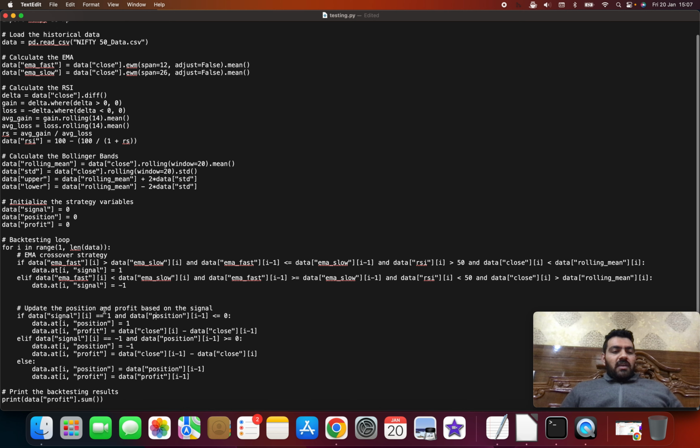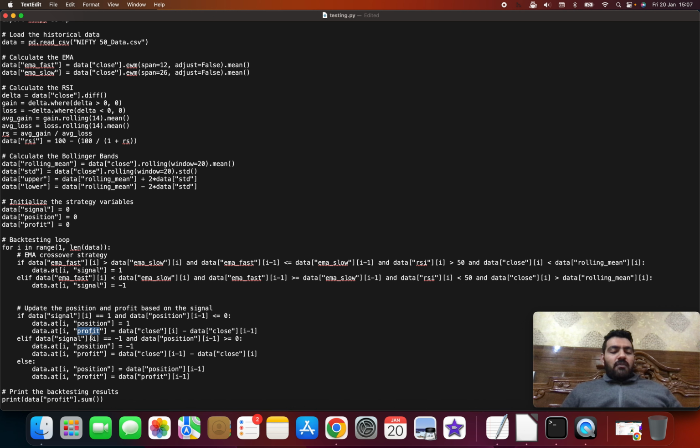Okay, now if my signal is 1 and the last day position is less than 0, that means I have not bought anything in Nifty 50 yet. So I change the position to 1. Now I am in buy state and I log the profit, which is subtracting last day's close from today's close. Okay, now if the signal is sell, -1, and the position is greater than 0, that means I can change it to sell and I log a loss.